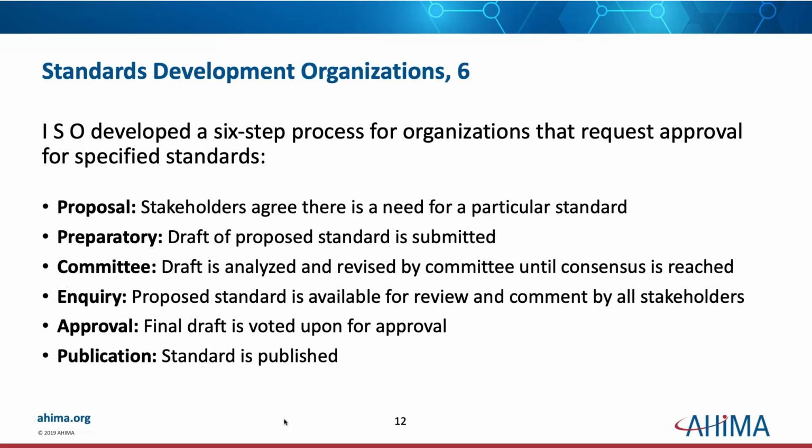The ISO has developed a 6-step process for organizations that request approval for specified standards. And these 6 steps are proposal, preparatory, committee, inquiry, approval, and publication. And this just goes through and shows you what it is. So essentially you agree that there's a need for a standard, then you draft the proposed standard. The draft is analyzed and reviewed by a committee until consensus is reached. Proposed standard is then available for review and comment by all stakeholders. The final draft is then voted upon for approval, and if it is approved, it is published.